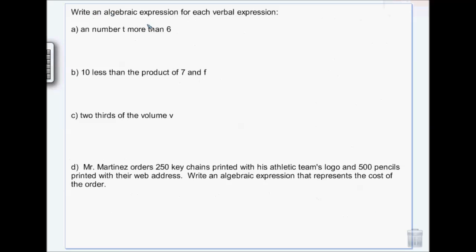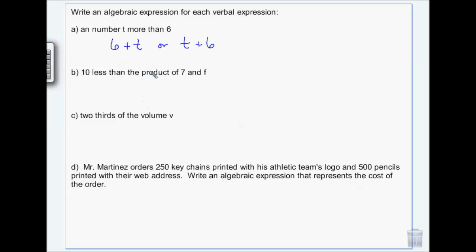I'm going to write an algebraic expression for a verbal expression. A number t more than 6. More than is addition. Anytime it says a number, it's going to be a letter. If they give you the letter, you use that letter. If it just said a number more than 6, you could use any letter you wanted. So we're going to do t more than 6. You could do 6 plus t, or you could say t plus 6. Either one is fine.